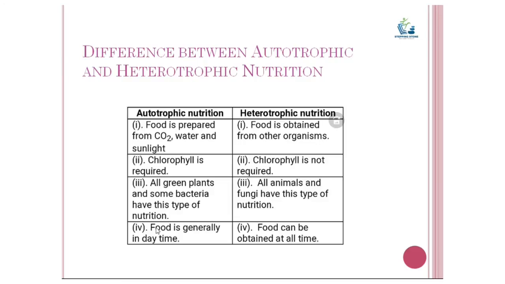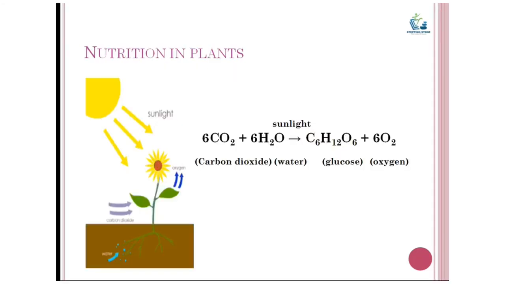And in autotrophic nutrition, food is generally prepared in daytime, right? You have learned about photosynthesis in your lower classes. In heterotrophic nutrition, food can be obtained at all times. You can pause the video and note down the differences. Now we will learn about nutrition in plants.